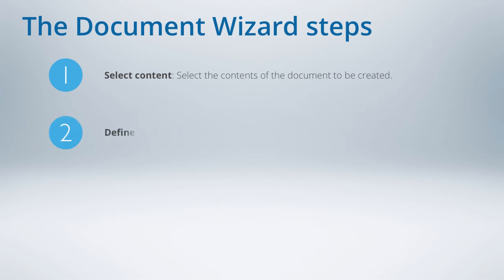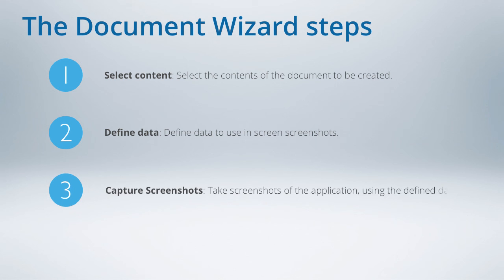In the second step, we define the data to use in screenshots of our application. The wizard skips this step when generating an application profile or specification document. In the third step, we capture screenshots of our application, using whatever example data we defined in the previous step. The wizard skips this step when generating an application profile or specification document.